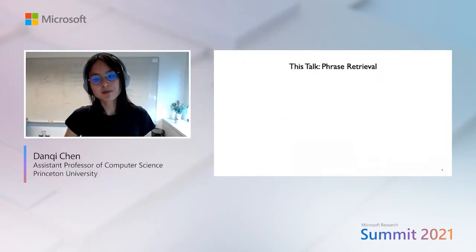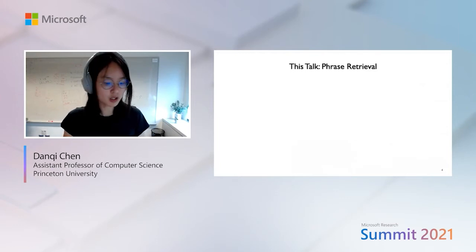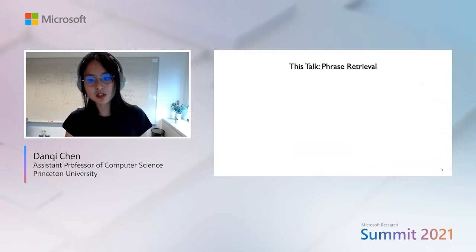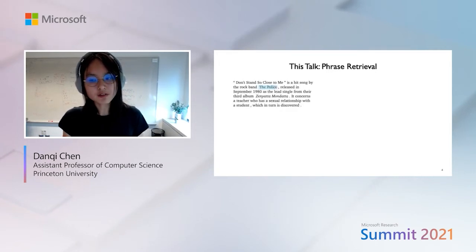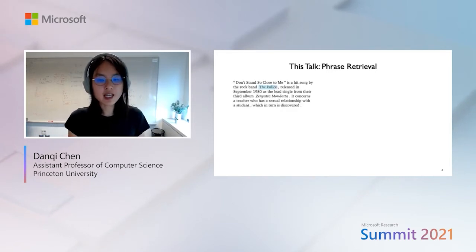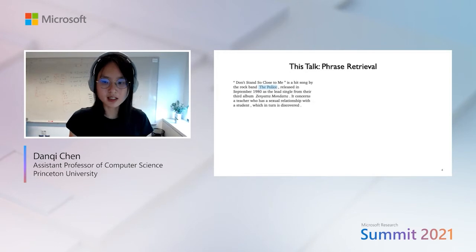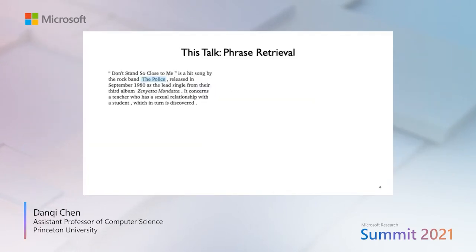In this talk, I'm going to talk about a paradigm called phrase retrieval, which can be thought of as the most fine-grained retrieval unit. Here, the definition of a phrase is basically any contiguous segment of text, and not necessarily linguistic phrases. So let's take a piece of text and a phrase in the text. In this example, we picked "the Police", which is the name of a band. And the goal here is to encode this phrase as a vector.